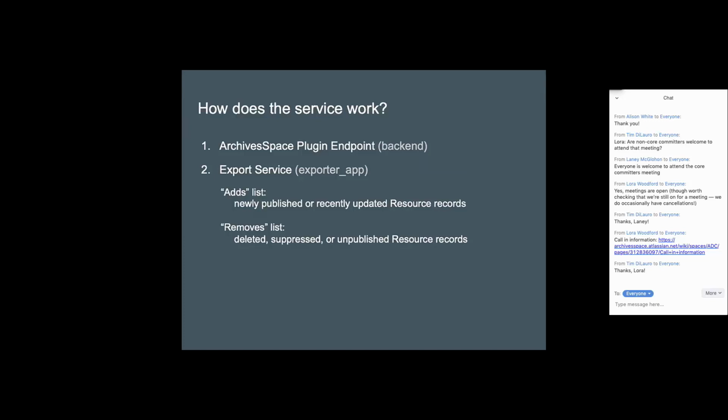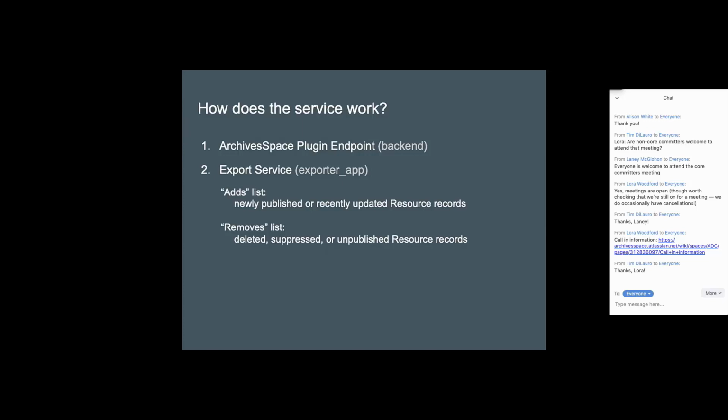The first part is basically a general ArchiveSpace plugin that just adds a new endpoint to ArchiveSpace. The second part is the actual export service, and it's in the directory that you'll see if you download the code. That's called exporter app. This exporter app code can be co-located with the plugin and live in your ArchiveSpace server, or it could also live somewhere else.